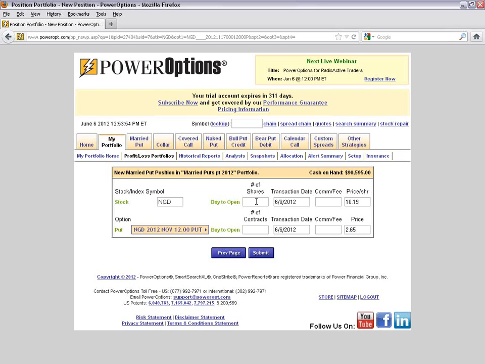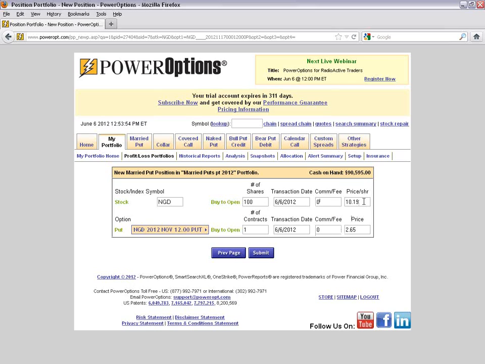What the system doesn't know, of course, is how many shares. Let's keep things simple, okay? We're just going to do 100 shares of our $10 stock here. I'm going to put in one put option. We're going to leave the transaction date as well. And then, of course, the commission fees. Well, I'm treating this as a paper trade, so we're just going to put in 0 commission fees for the stock and for the put.